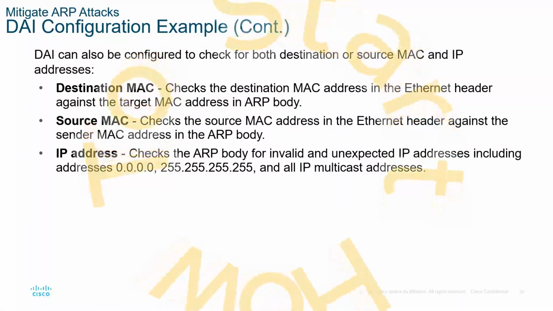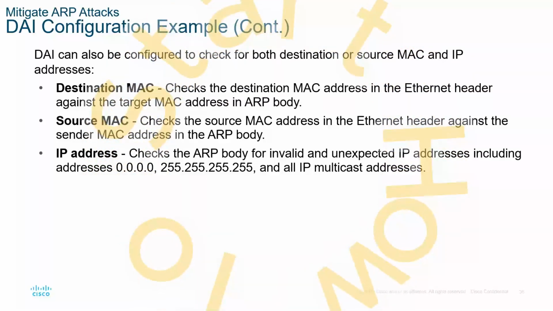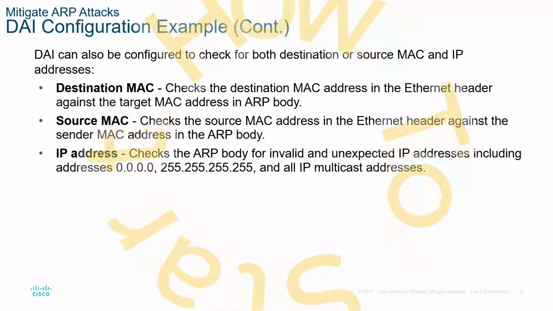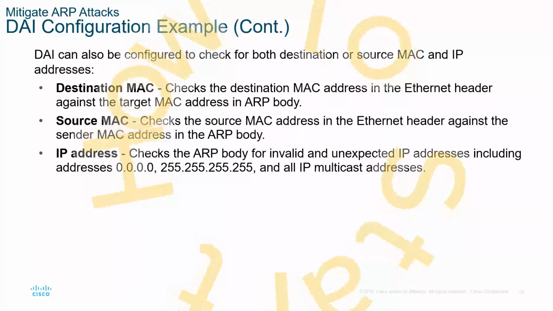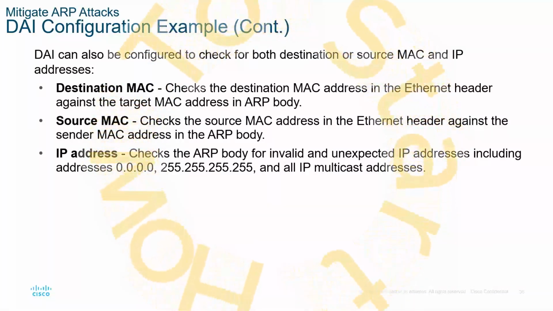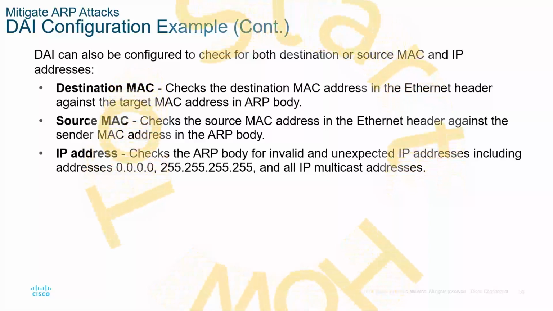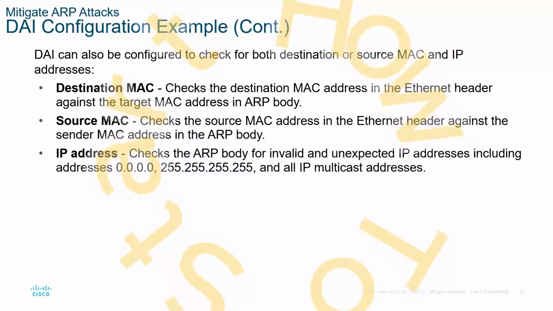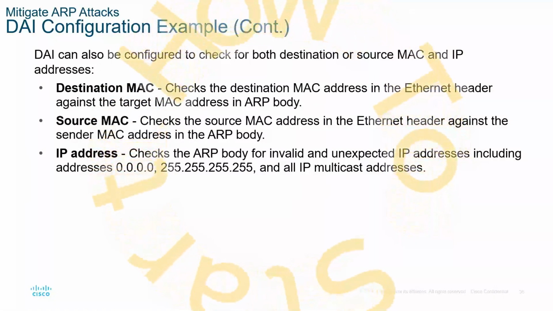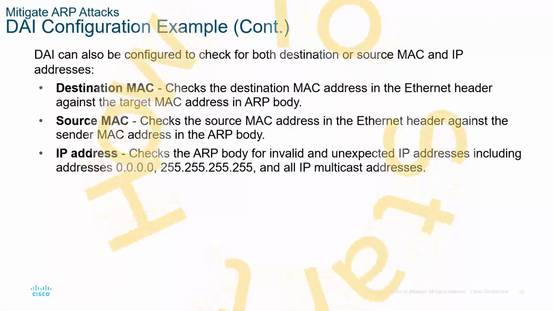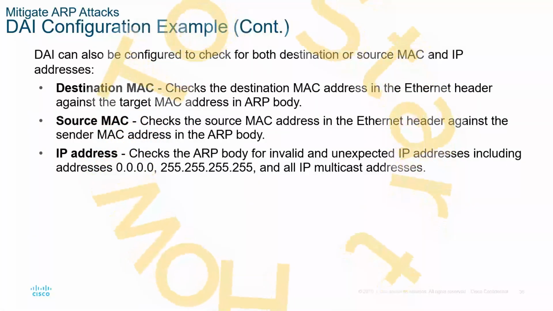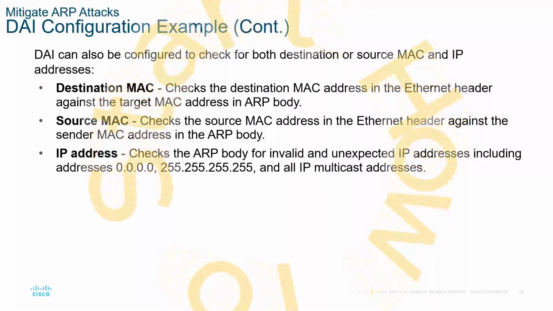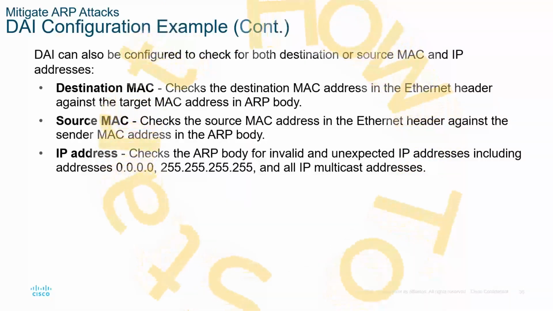It can do it based off of destination, source, or IP. So if it's doing it based off the destination MAC, it'll check the destination MAC in the header against the target MAC address in the ARP body. Source MAC, it'll check the source MAC address in the header against the ARP body. And lastly, it will check the IP of the ARP body for invalid or unexpected IP addresses, including addresses such as multicast addresses, quad zeros or quad 255s, or IP addresses outside the normal range. Normally it's looking for class A, B, C, sometimes D, but any E or F range are thrown out.